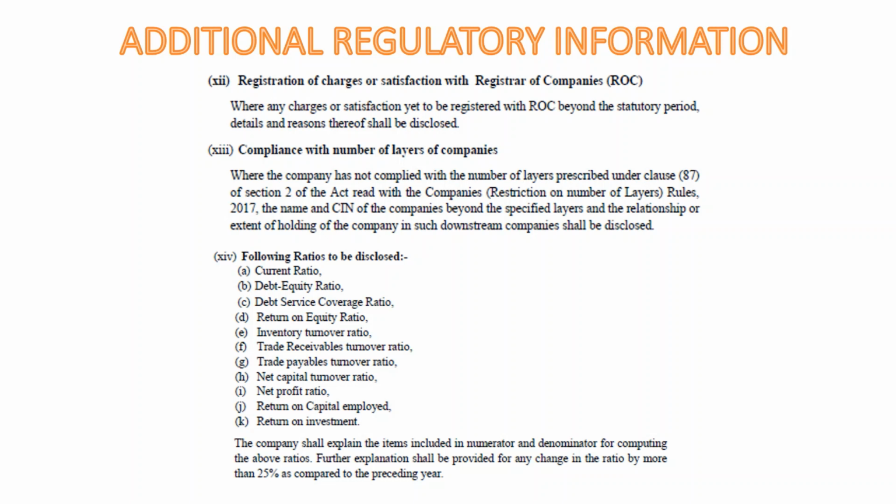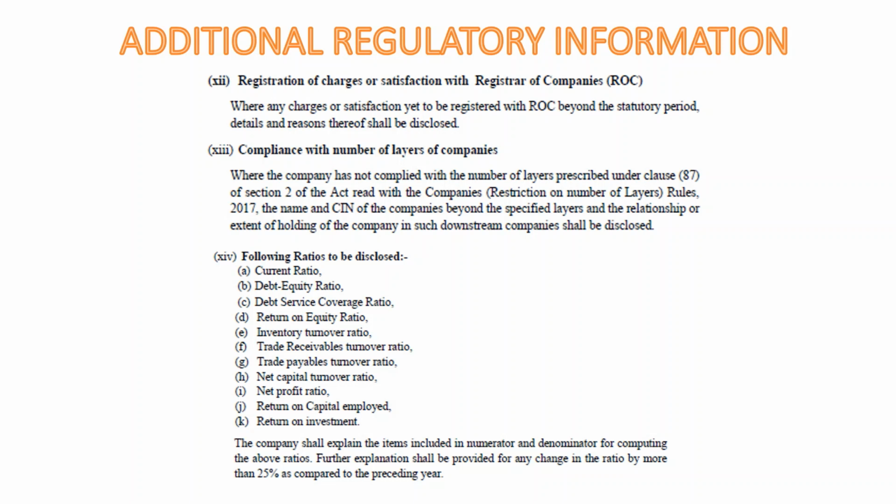A major additional regulatory information has been added via point number 14 under the head ratios. The company needs to calculate and disclose 11 ratios, and if there is more than 25% deviation versus the previous year, then the reason needs to also be given. Appendix B of the guidance note issued by ICAI gives the formula of the ratios. I have added the link for the guidance note in the description of the video.